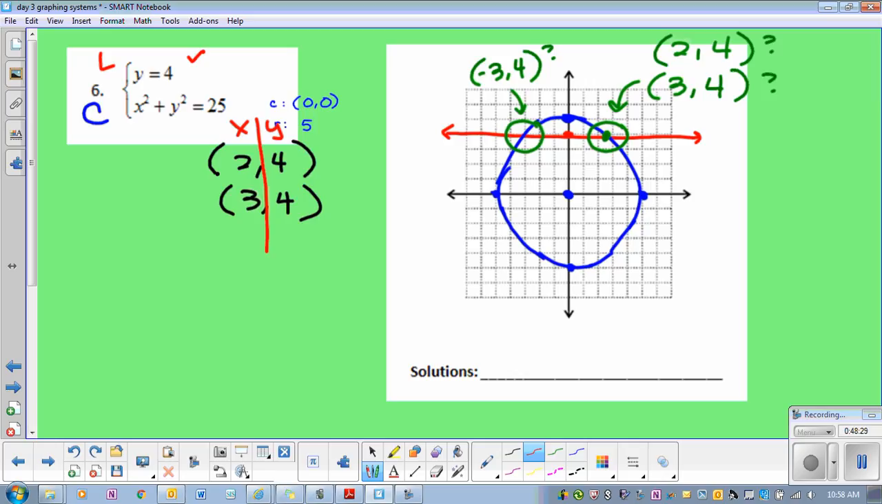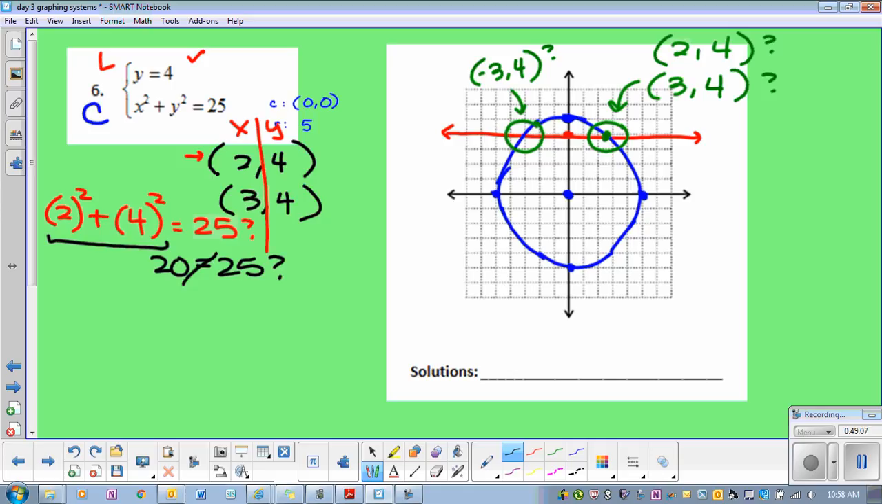Okay? So let's check this one first. 2, 4. X squared plus y squared. So x is 2 squared plus, what's the y that goes with the 2? 4. 4 squared. Does that equal 25? What is this? Put this into the calculator. 2 squared plus 4 squared. What do you get? Do you get 25? What do you get? You get 20? So does 20 equal 25? No. So then 2, 4 is out. Because that didn't work. You see what I'm doing?